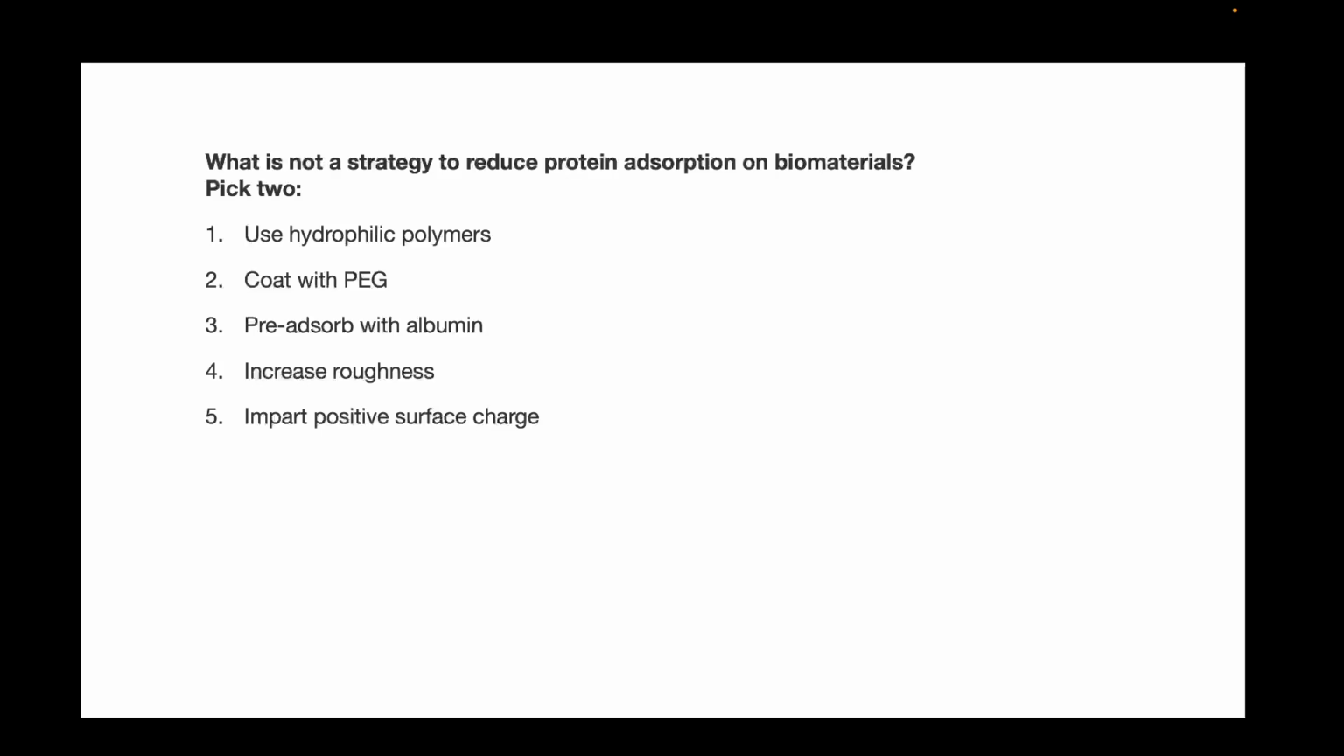What is not a strategy to reduce protein adsorption on biomaterials? You have to select two correct options here. Use hydrophilic polymers, coat with PEG, pre-adsorb with albumin, increase roughness, or impart positive charge.